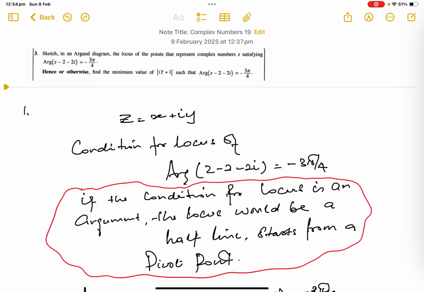A past question on complex numbers. Sketch in an Argand diagram the locus of the points that represent complex numbers z satisfying argument of z minus 2 minus 2i equals minus 3 pi by 4. Hence or otherwise, find the minimum value of the modulus of i z bar plus 1 such that argument of z minus 2 minus 2i equals minus 3 pi by 4.